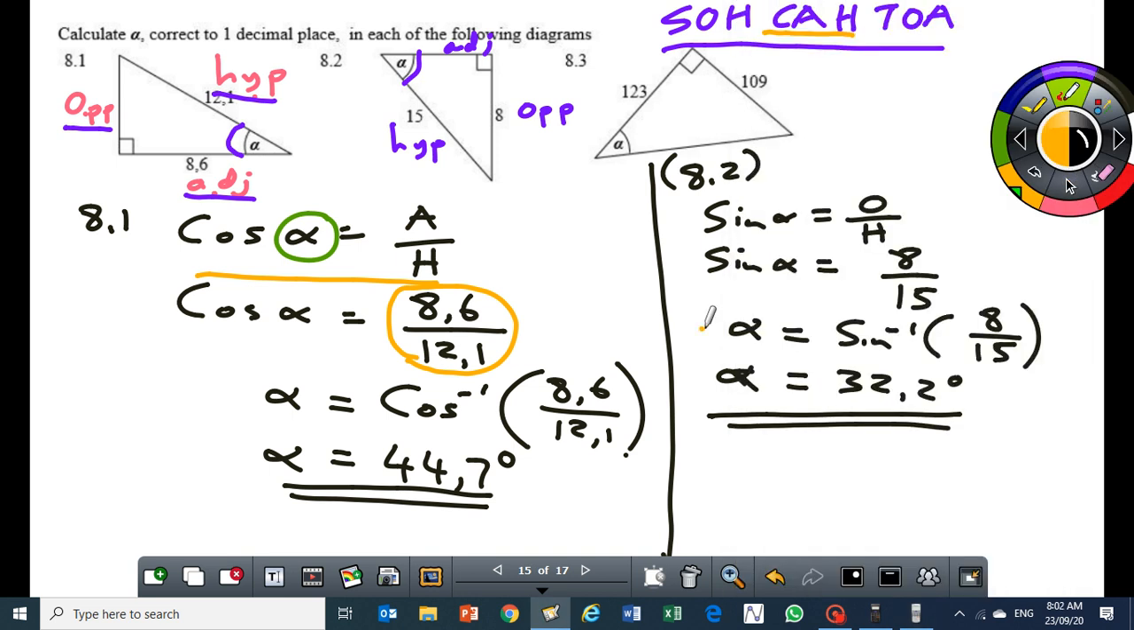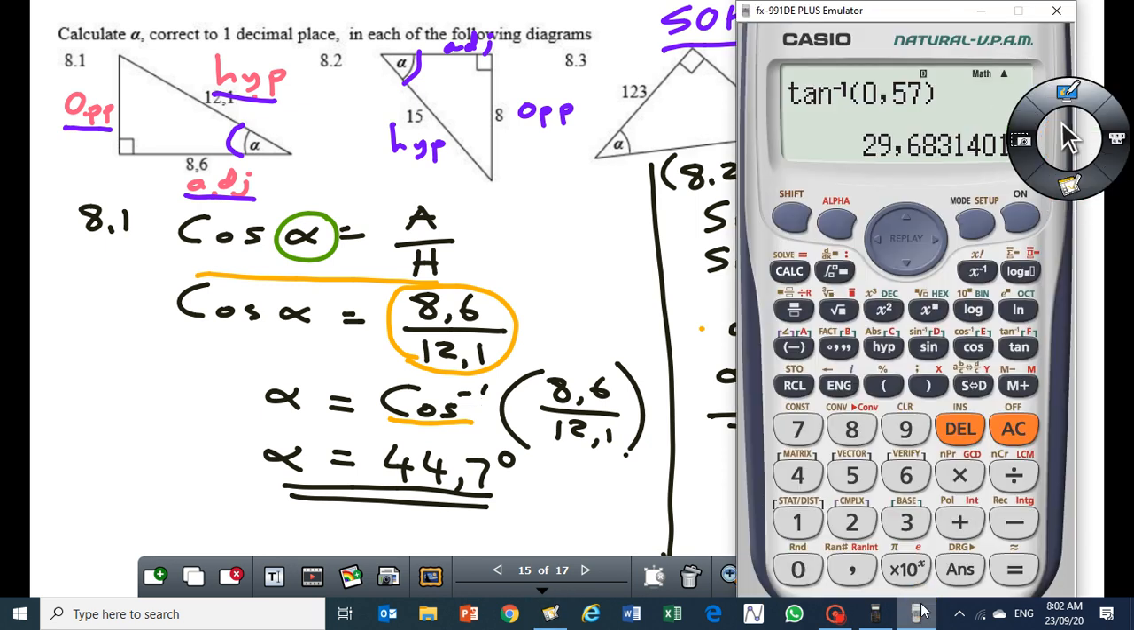From here we take the cos to the left, and you end up having arc cos. Arc cos of what? Of a ratio. That ratio is a fraction, 8,6 divided by 12,1. Then you put that 8,6 over 12,1 inside brackets. The beauty about this is your calculator can do this.